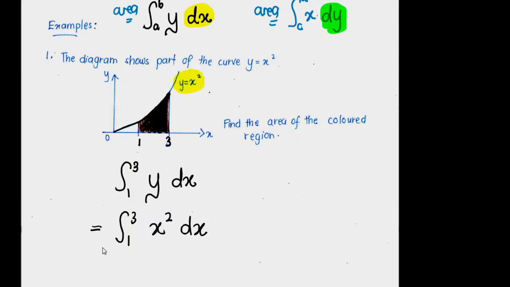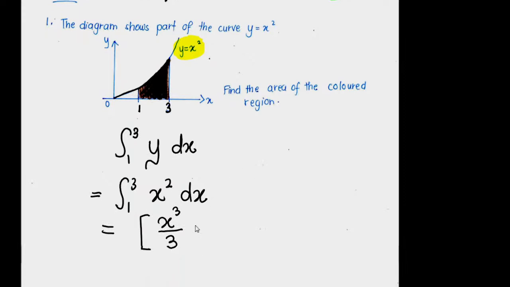Now let's integrate our x. The power we plus 1, so x power 3, then you divide by 3. x power 3 divide 3. The limits, don't forget, put it at the back. So let's substitute the values now. So 3 power 3 over 3, minus 1 power 3 over 3.